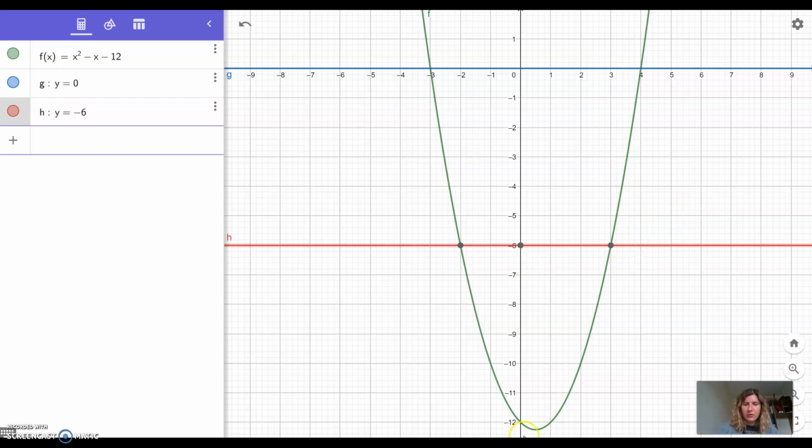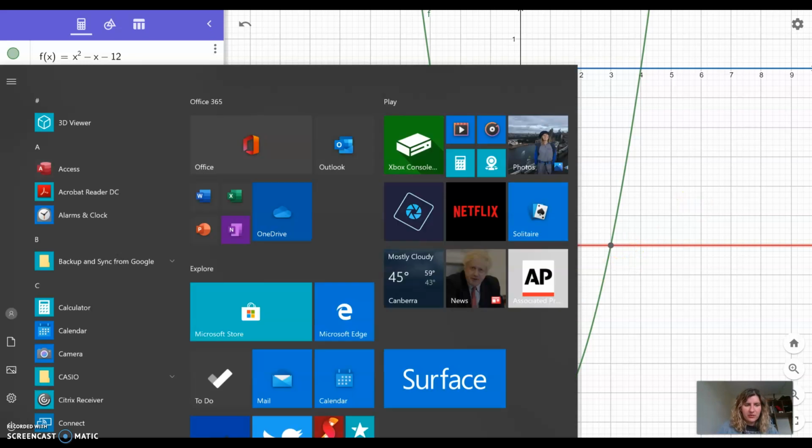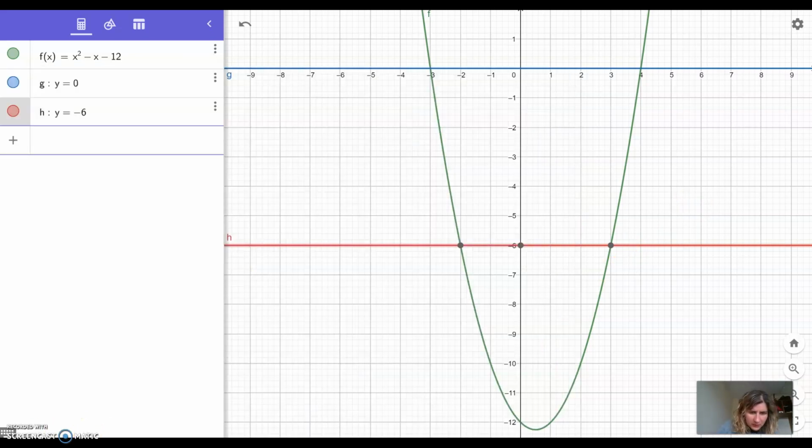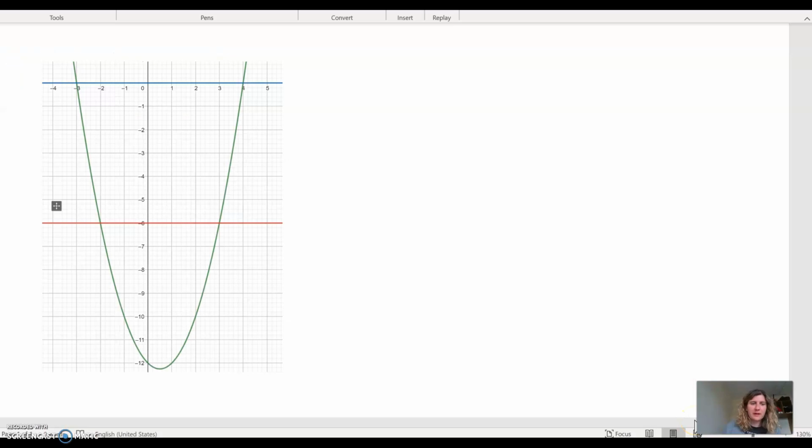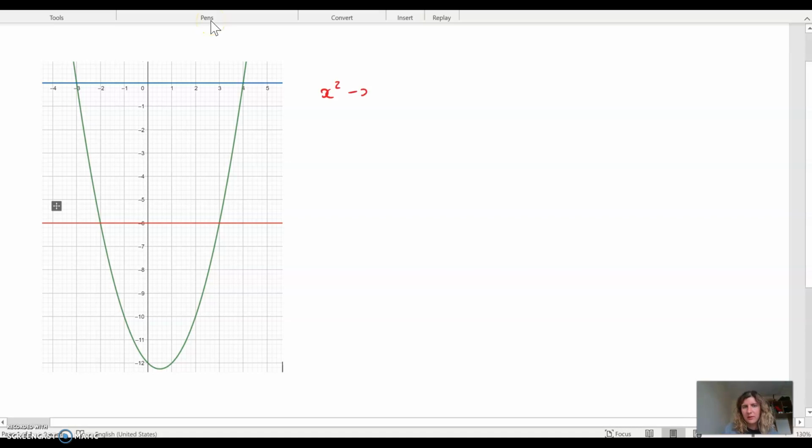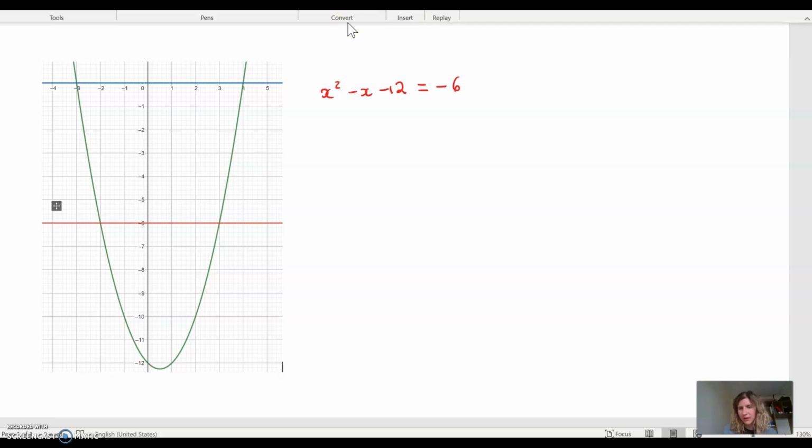And of course, we would solve that algebraically. So if we were solving for this horizontal red line, we know our equation is x squared minus x minus 12, and we want to solve for where that is equal to our y value of -6. Because we want to find where is that the same? Where are we equal to -6? We would do that by bringing the -6 onto the other side, making it positive, and solving for where that equals 0, because it is a quadratic.